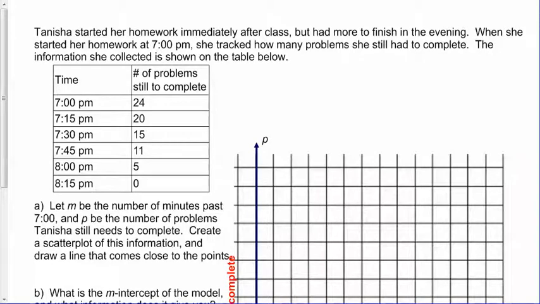Tanisha started her homework immediately after class, but had more to finish in the evening. When she started her homework at 7 p.m., she tracked how many problems she still had to complete. The information she collected is shown on the table below.